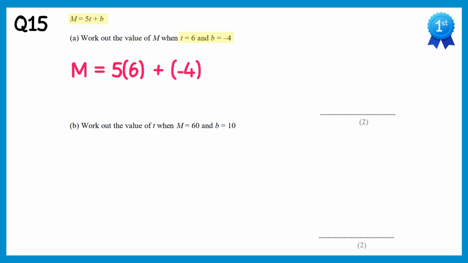We now need to just work this out. 5 times 6 is 30, and then it's plus negative 4, which is just the same as taking 4. So m is 30 take away 4, which is 26.